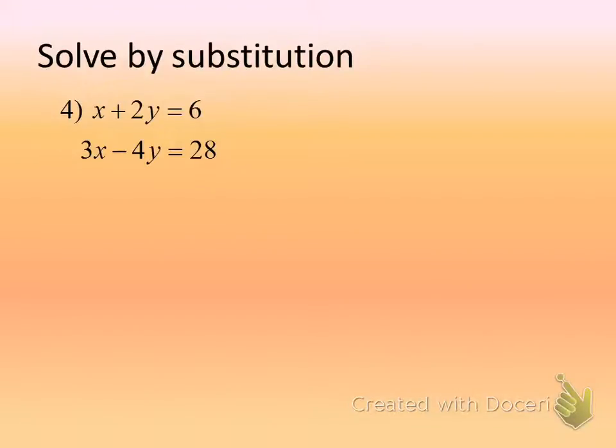Next one. X plus 2y equals 6. 3x minus 4y equals 28. Now, do you have an equation solved for a variable? No. And that's how this one differs from what we've done so far. So now you have to make a decision. What do I do?